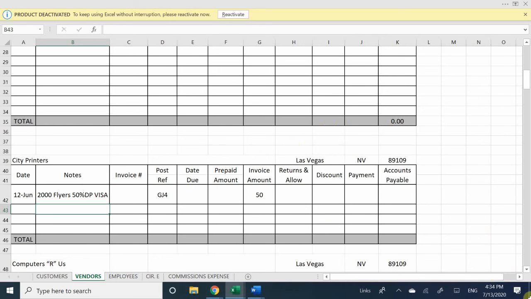Here I'm going to indicate that I made the payment already. So therefore, I owe City Printers $0 because I already paid.